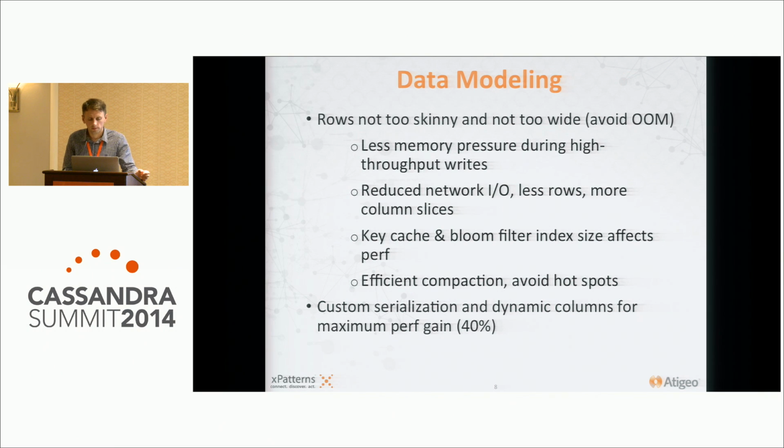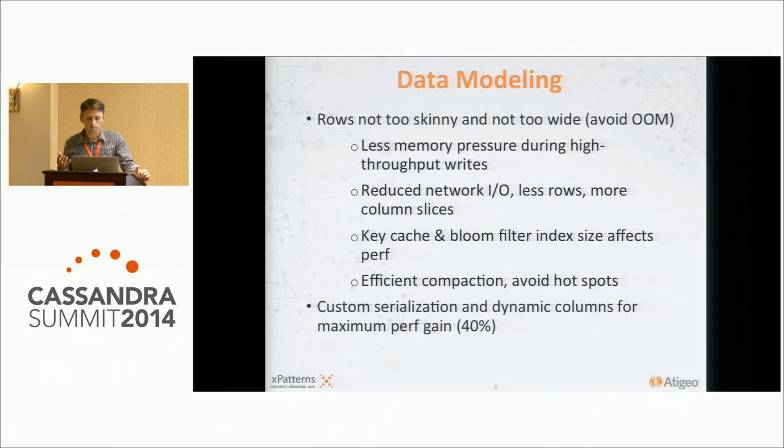One more about data modeling. So what we learned all these years is, again, we have high throughput write scenarios and read-intensive scenarios as well. In order to avoid out of memory, we learned that we should keep the rows in the 50 to 100 megabyte size. Not too small, not too skinny, not too wide.